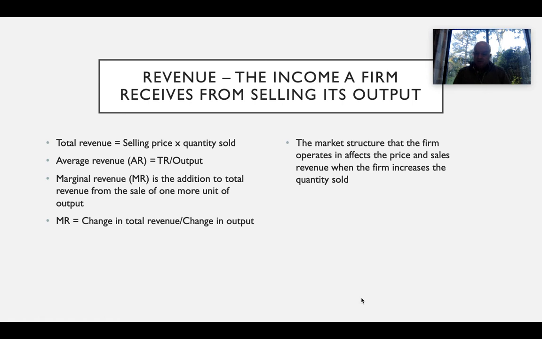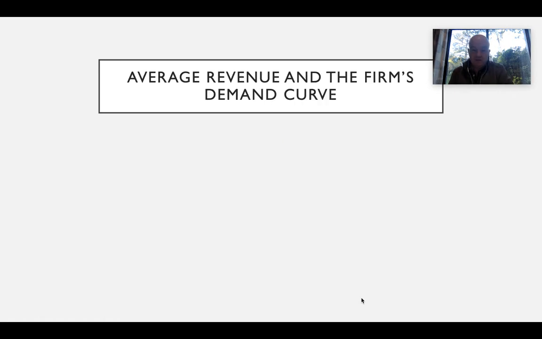Now, how is revenue going to be affected by the market structure of a firm? Well, the market structure that firms operate in will clearly have an effect on price and sales revenue when a firm increases the quantity sold. We're going to come back and look at market structure in the next booklet, but fundamentally, you need to remember a number of things. And clearly we've mentioned that the average revenue and the firm's demand curve have a fairly clear connection, and we'll see why that is when we take a look at this diagram that we're going to look at.